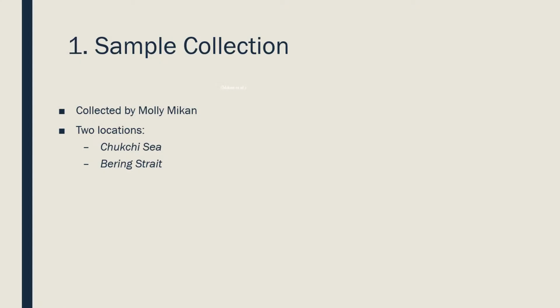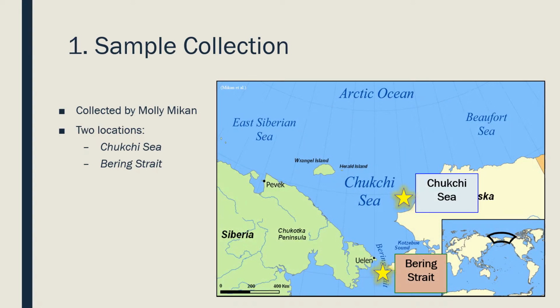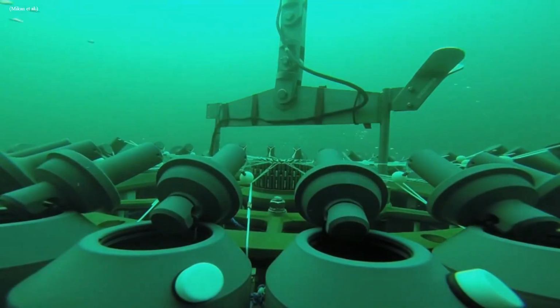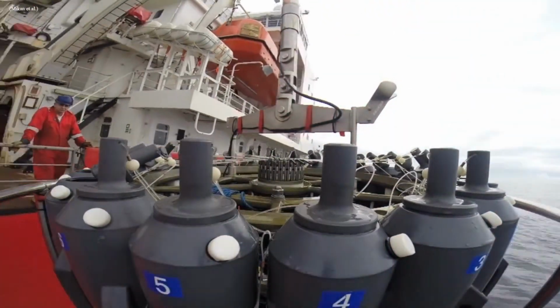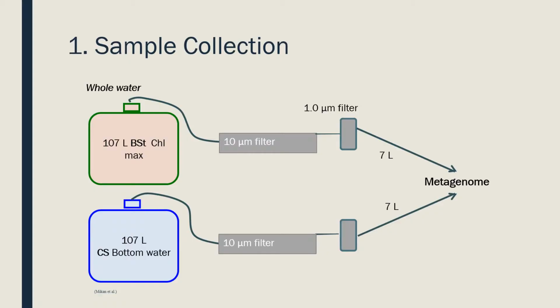First, sample collection was done by Molly Mikan for her thesis project in 2 Arctic locations, the Bering Strait and the Chukchi Sea. At each location, CTD, conductivity, temperature, and depth, rosettes were lowered into the water. These containers are used to collect water at different depths. A total of 107 liters of water was collected at each location and then pre-filtered using 2 filters to remove larger organisms. Following filtration, 7 layers of the water were further filtered and resulting microbes were sequenced. All the sequences were then grouped together to produce 2 metagenomes, one for each site.